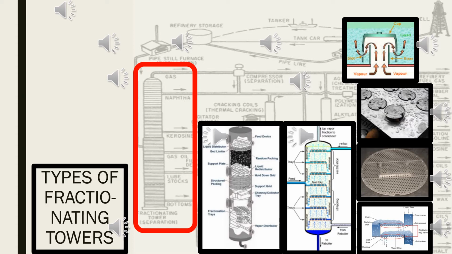A bubble cap tray has a riser or chimney fitted over each hole, and a cap that covers the riser. The cap is mounted so that there is a space between riser and cap to allow the passage of vapor. Vapor rises through the chimney and is directed downward by the cap, discharging through slots in the cap, and finally bubbling through the liquid on the tray.